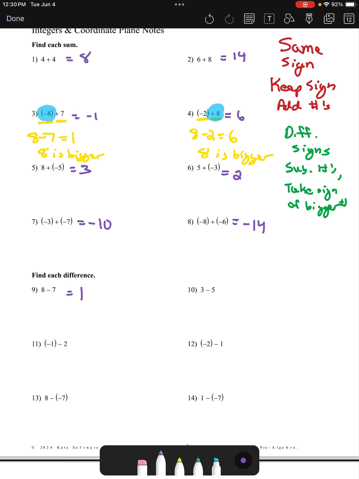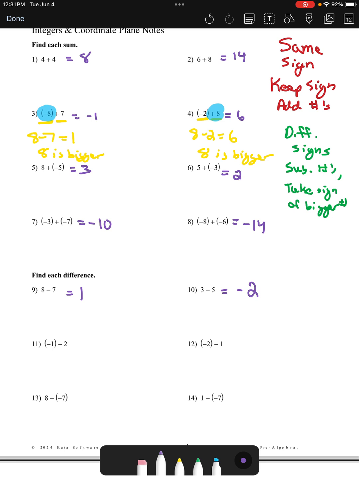3 minus 5, different signs. So subtract the numbers. We have a 3, we have a 5. The only way you can do that is 5 minus 3. 5 minus 3 is 2, so we've subtracted them. And now we want to take the sign from the bigger number. We did 5 minus 3 to make the 2. 5 is bigger than 3. In this problem, 5 is negative. So our answer is negative.